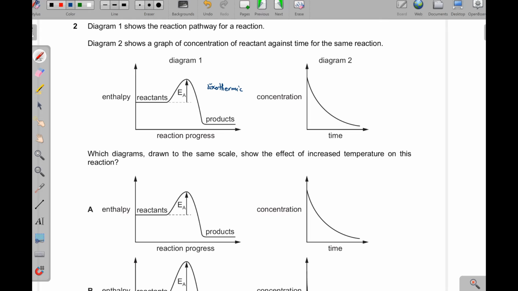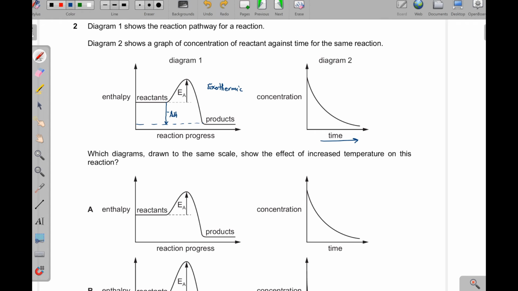So when you look at here, the enthalpy change is negative. You see that? So it is an exothermic reaction. And then diagram 2 here shows the graph of the concentration of reactant against time for the same reaction. So as time goes, the concentration of the reactant, of course, reduces, because you are producing products.